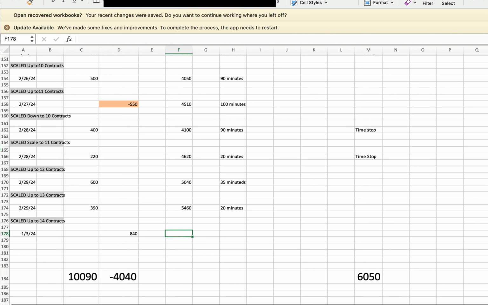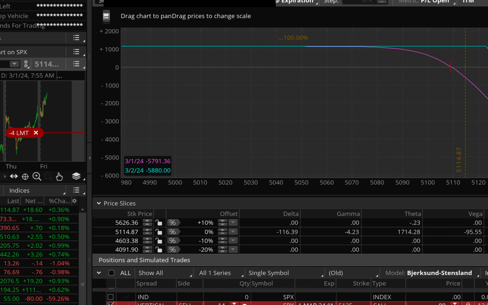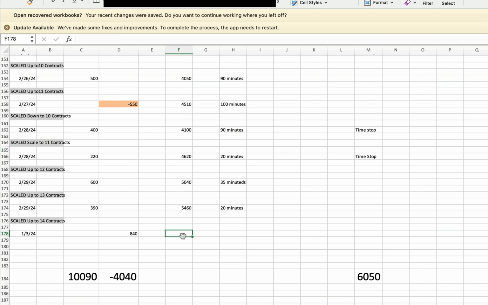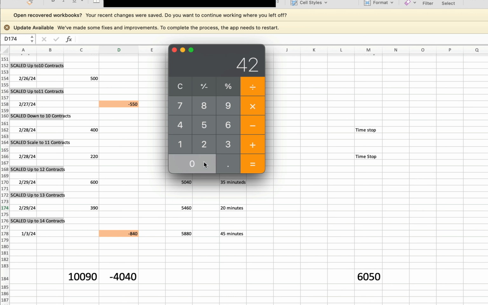And the risk on this one was 5880. Oh shit, 5880. We were in this trade for, let's say, 45 minutes, and it's a big old loser. So, what does that mean for the next one? The next one, I could probably come down, right? So say 420 times 13 contracts is 5460.